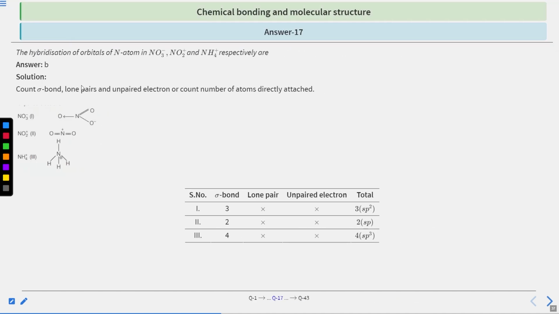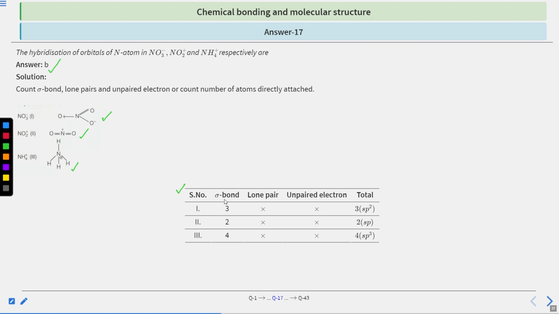Okay. So the correct answer is option B. First, we count the sigma bonds, lone pairs, and unpaired electrons, or count the number of atoms directly attached to the central atom. So, in the case of NO3 negative, this is the structure. In the case of NO2 positive, this is the structure, and in the case of NH4 positive, this is the structure. And you can see in this table sigma bond is given, lone pair and unpaired electron, and the total hybridization is given.